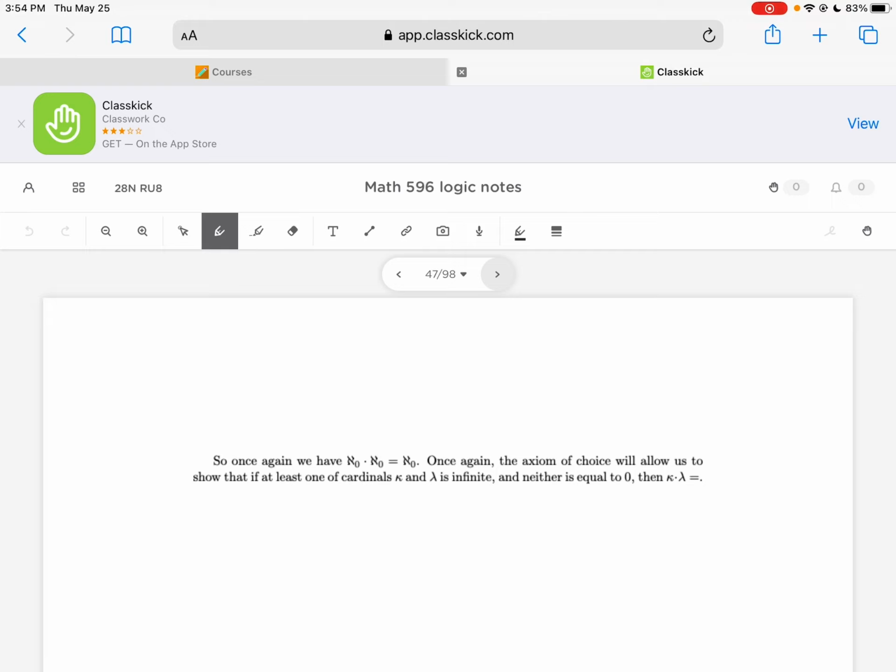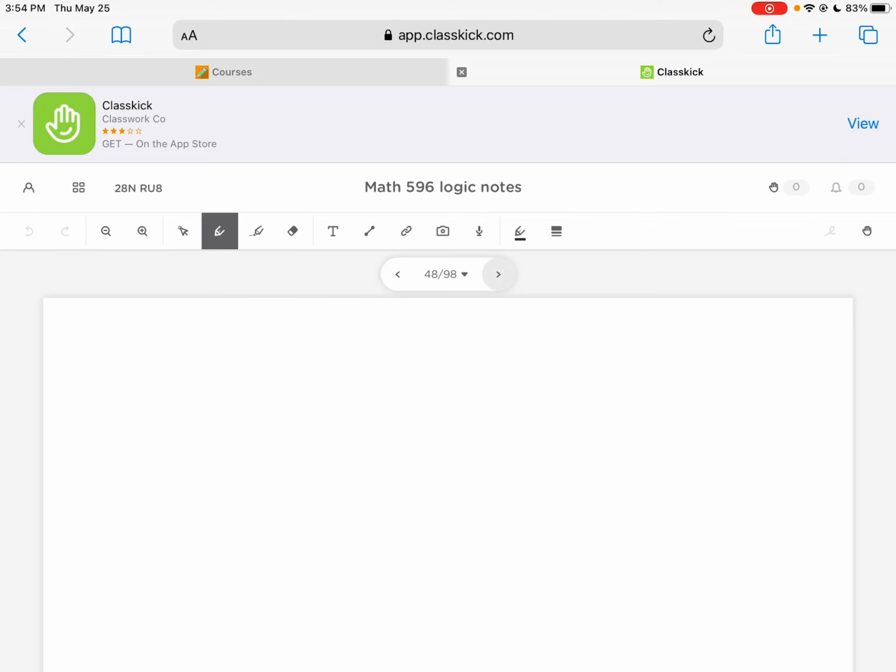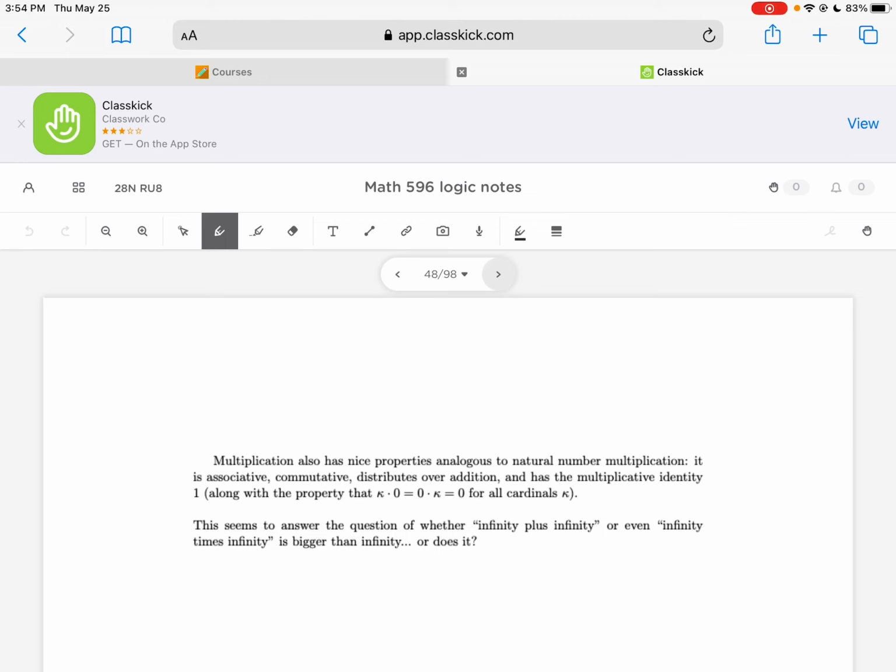Now, once again, the axiom of choice is going to allow us to show that if at least one of the cardinalities, kappa and lambda, is infinite, and as long as neither of them is equal to 0, then the product of kappa and lambda is just going to be the max, whichever one is greater, of kappa and lambda. Now, again, we have some nice properties that are analogous to properties of natural number multiplication. It's associative and commutative. It also distributes over addition.